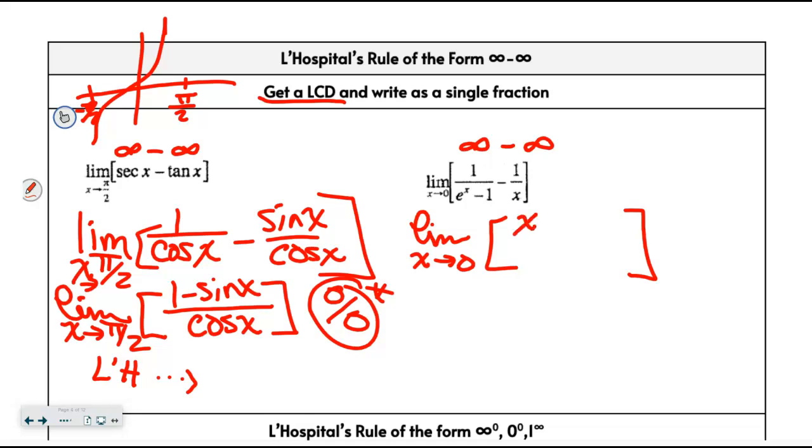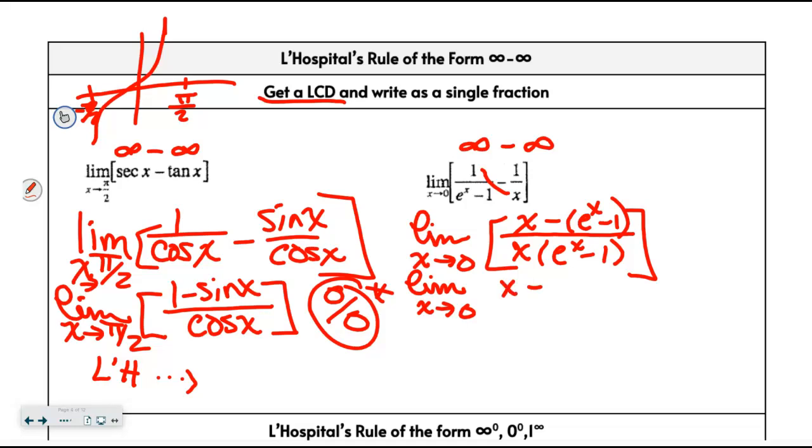So you're going to go x on the criss minus, and then it'd be e to the x minus 1. And then you're going to multiply across on the bottom. So I'm getting a single fraction right there. Let me clean up the top of it anyway. I would have x minus e to the x, watch my arithmetic too, plus 1 over x e to the x minus 1. What do I do next? I plug in the 0, and I hope I can L'Hopital it.